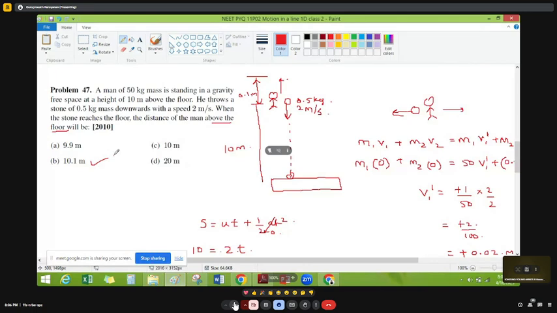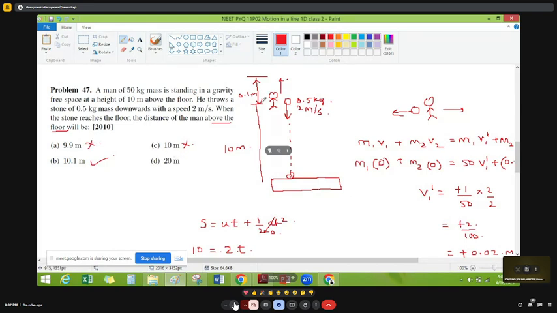Okay. Even without doing these calculations, I have directly found 10.1 because I'm sure I would have moved this way. So that means the same point is not correct. 9.9 means it is coming this way. If I throw a stone this way, I should go this way. So that means this is also wrong.